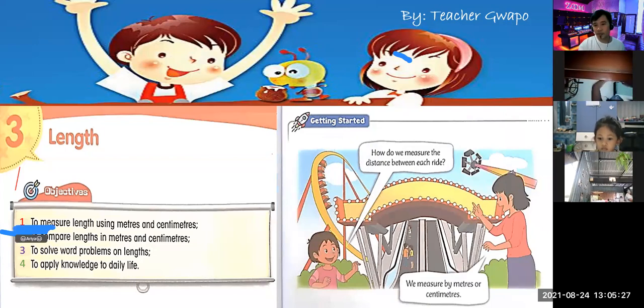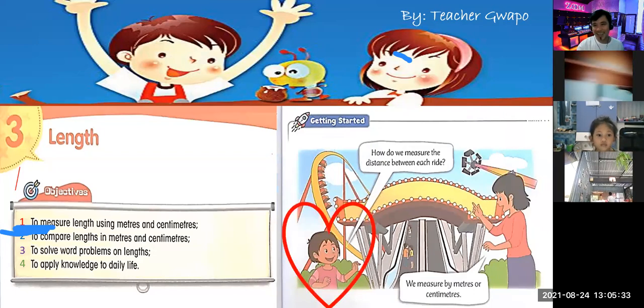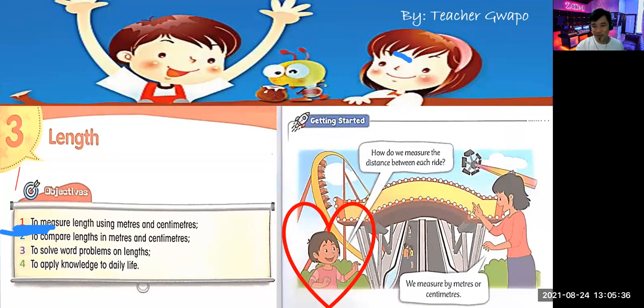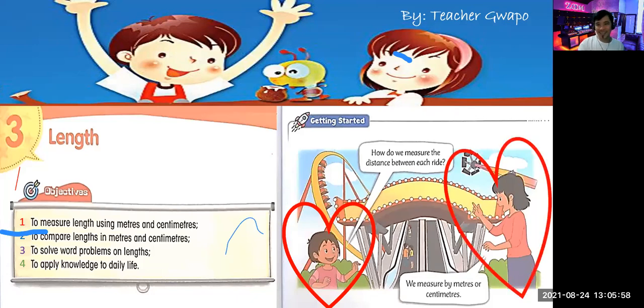Okay, so maybe this girl is Alinta. You know this girl? Maybe she asked her mom or her aunt, how do we measure the distance between each ride? Maybe Alinta loves to ride here, in the roller coaster. So how do we measure the distance between each ride? And then her mom replied, we measure by meters or centimeters.